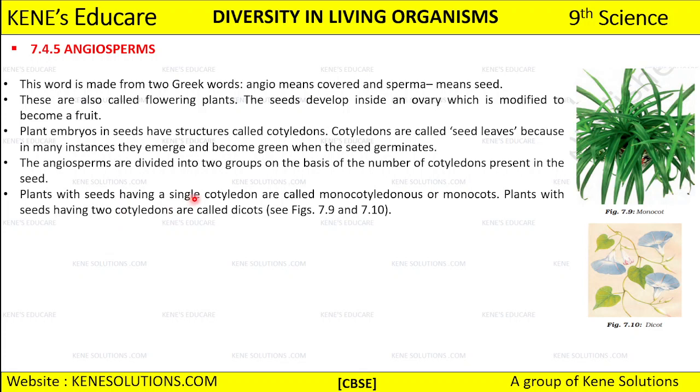Now suppose you have a plant and that plant has a seed, and inside the seed there is only one cotyledon, then we call that plant a monocot or monocotyledonous plant. Okay, we can even call it a monocot, or we can even call it a monocotyledonous plant. And if the plants with seeds have two cotyledons. How many? Two cotyledons. Then we call them dicots.